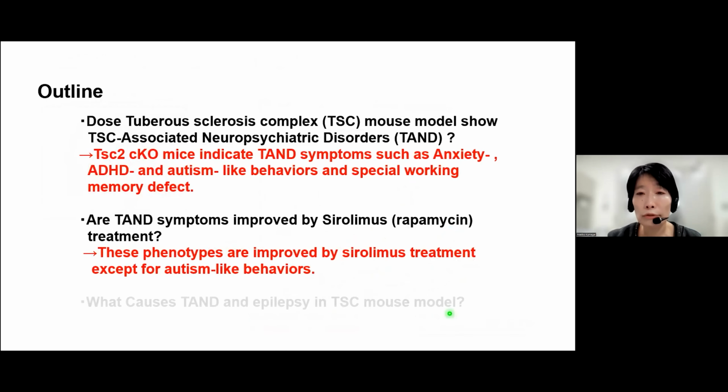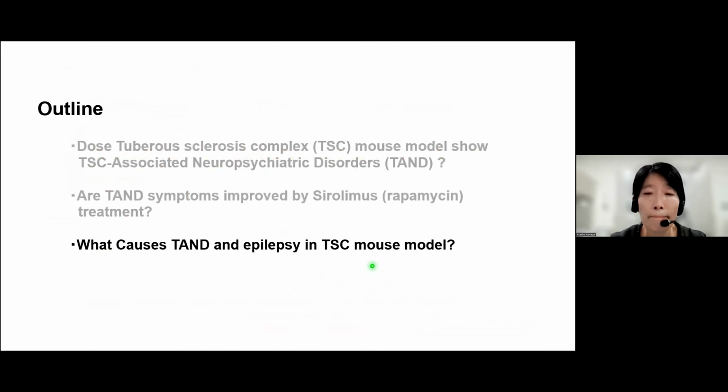To summarize so far, TSC2 cKO mice exhibit multiple neuropsychiatric symptoms, and these phenotypes are improved by Sirolimus treatment, except for autism-like behaviors. Next, we investigated the causes of the epilepsy and autism in TSC2 cKO mice.